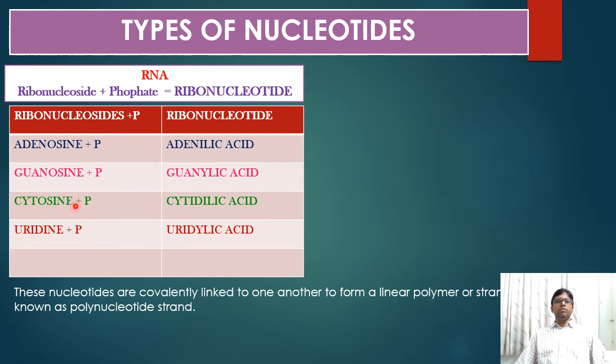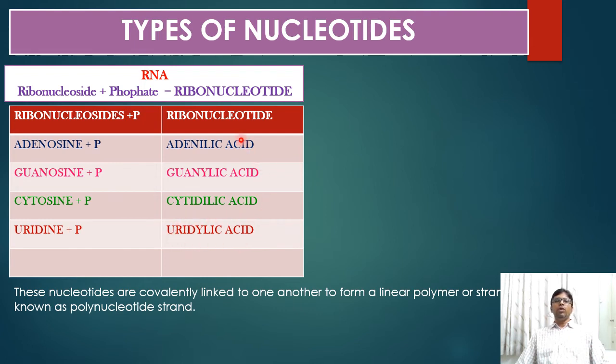Cytidine, when it binds with phosphate, forms a ribonucleotide that is cytidylic acid. And uridine is another ribonucleotide of RNA. When it binds with a phosphate group, it forms a ribonucleotide that is uridylic acid.